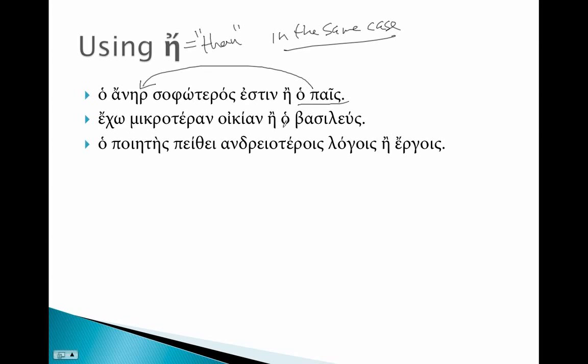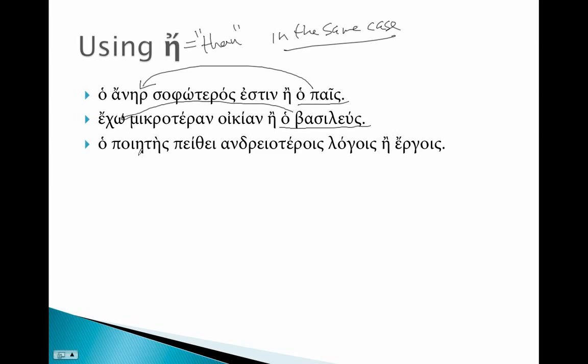So you say, well, what's actually being compared here? Ho basileus is nominative, so it's being compared to the unspoken "I" in the nominative here. So I have a smaller house than the king. If the king were in the accusative, then somehow we would say that I have a smaller house than I have a king, so the king is somehow bigger than my house. A little odd, but that's how it would work.